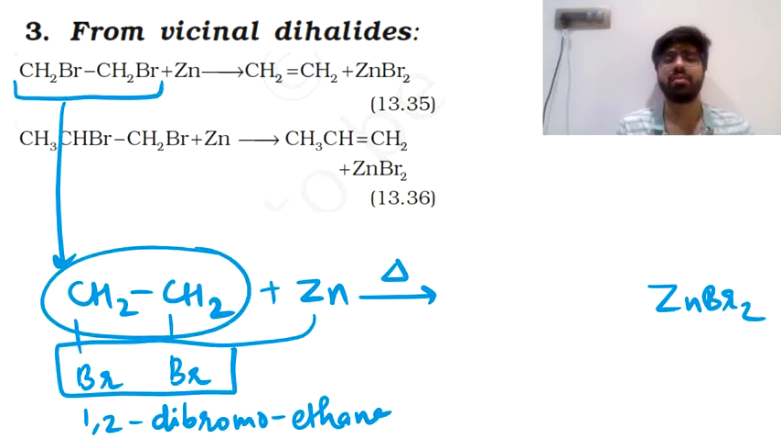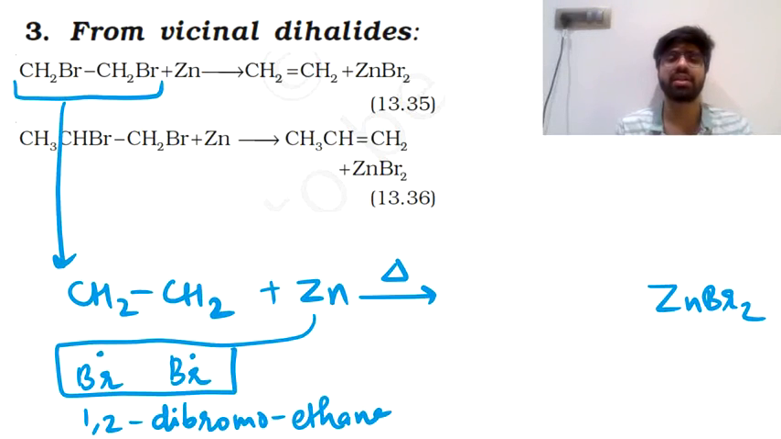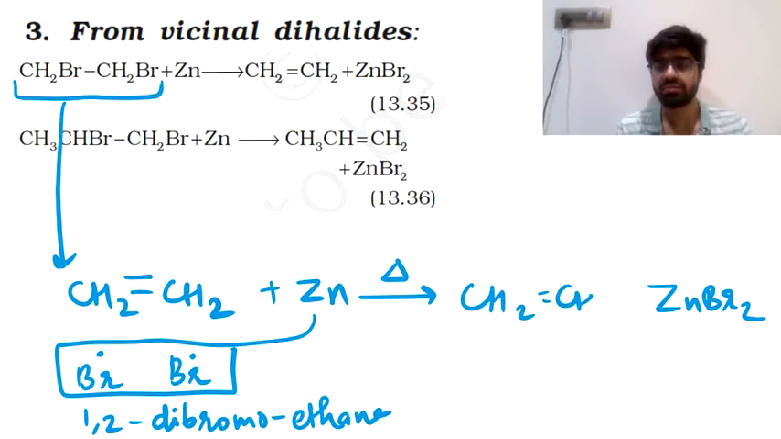The leftover carbon-carbon atoms, imagine that the bond here is breaking. Bromine atoms are taking away their electron with them, and the carbon atoms take their electrons. The carbon atoms will share electrons between themselves and form a double bond between them. So that will give rise to the formation of ethene. And like I said, ZnBr2 is going to come out.